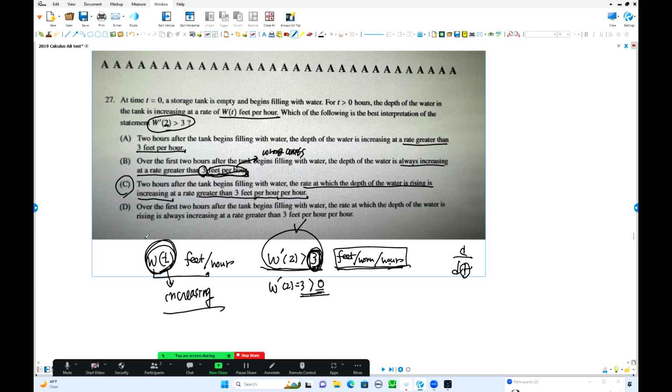What's the difference between C and D? Over the first 2 hours after the tank begins, versus after 2 hours, okay? After 2 hours, not over the entire two hours. The rate at which the depth of water is rising. This is rising, that is increasing. Rising and increasing. So choice C is the correct one, okay? The rising is the rate, and that is increasing.